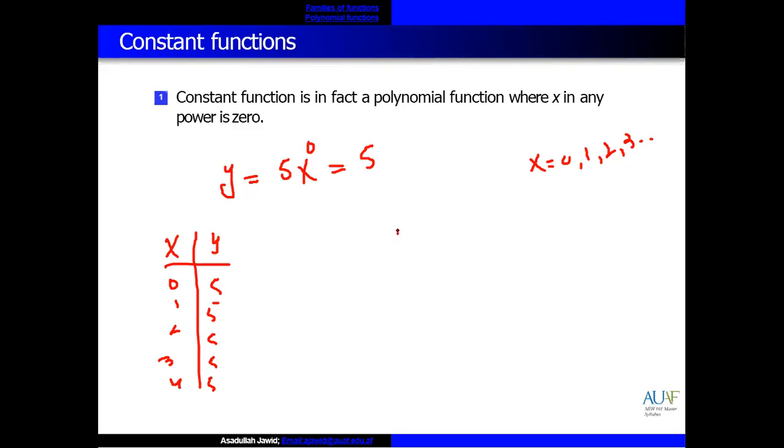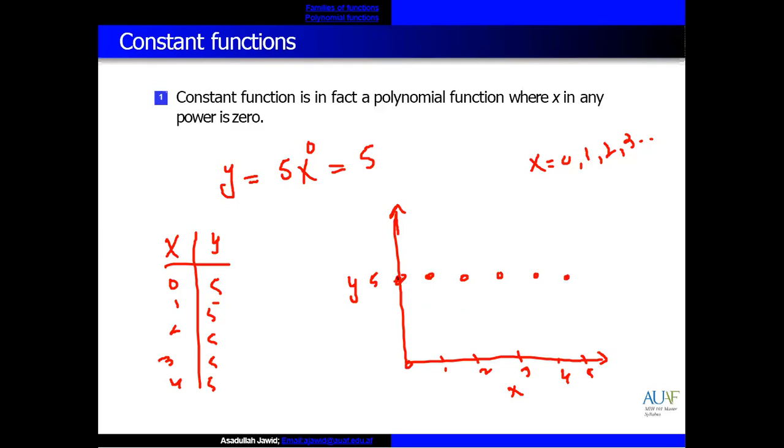When you draw the graph of the constant function, we have y and x. When x is 0, what is y? y is 5, at this position. When x is equal to 1, again, what is the value of y? 5. When x is equal to 2, same 5. If you give 3, same. Even when x is 4, when x is 5.